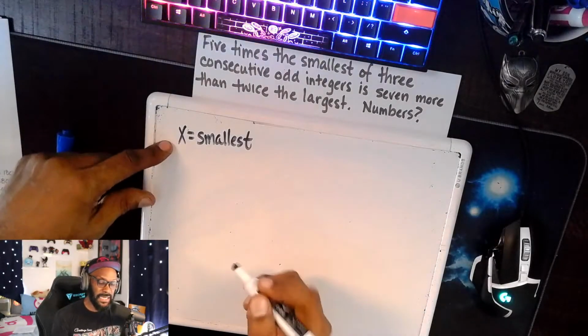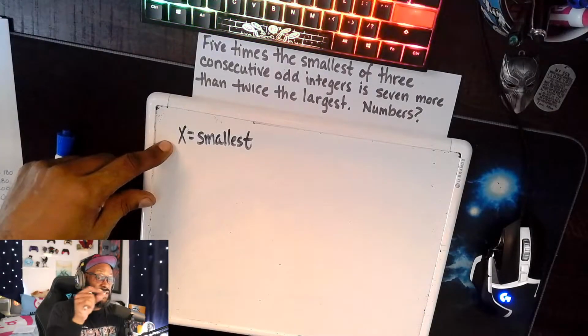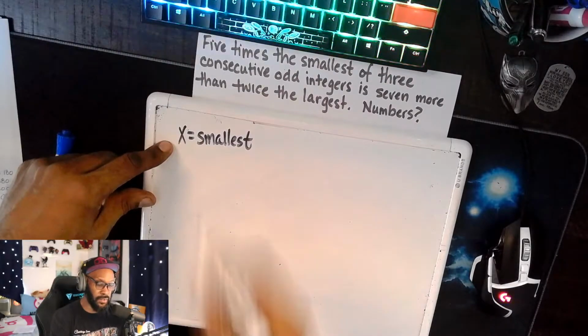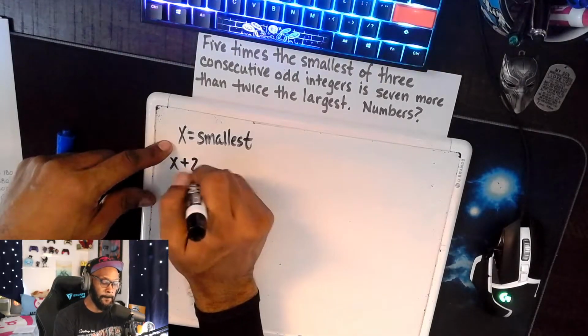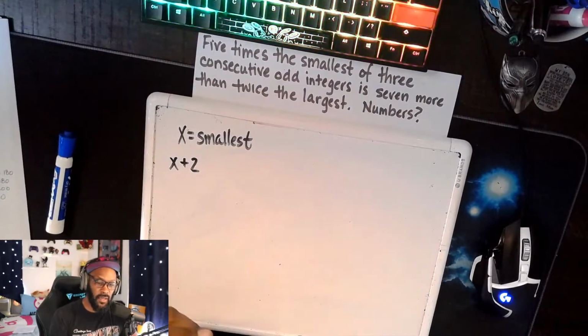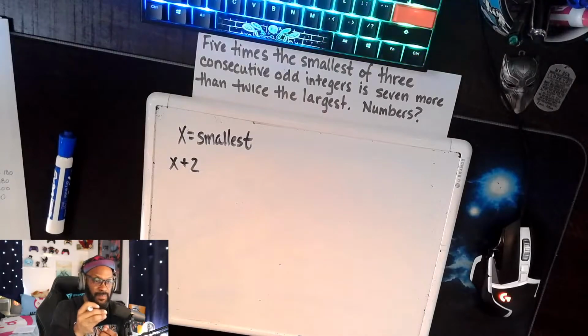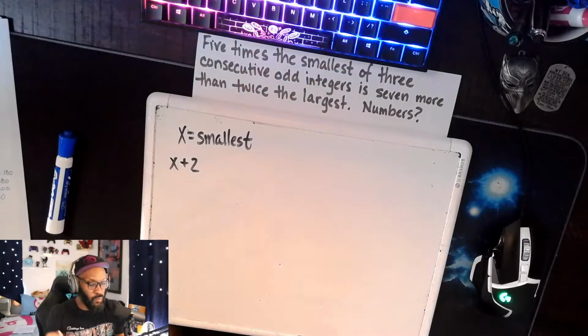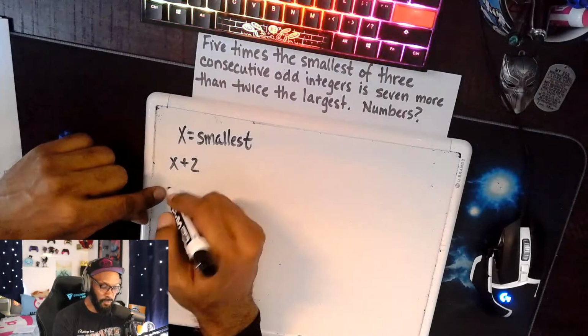So my next consecutive odd integer is 2 more than my smallest. That makes sense, right? 3, 5, 7, 9. 3 to get to 5 is 2 more. To get to 7 is 2 more, right? So to get to the next one is 4 more.